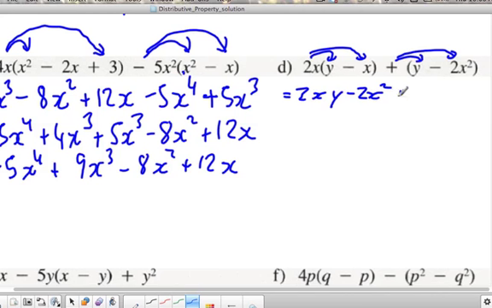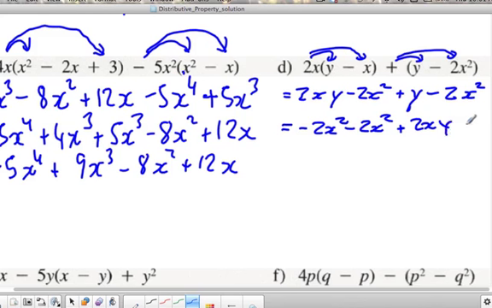with the same base, plus 1 times y is y, and 1 times negative 2x squared is negative 2x squared. So we'll collect like terms. I'm going to put the x squared terms first. And then I'm going to put in plus 2xy, and then finally plus y.